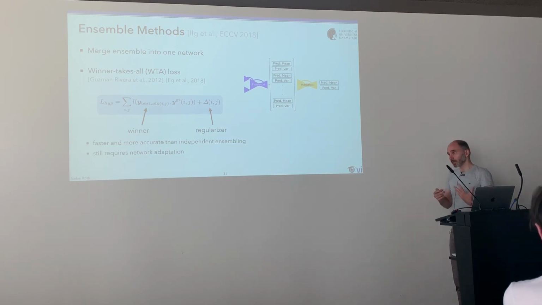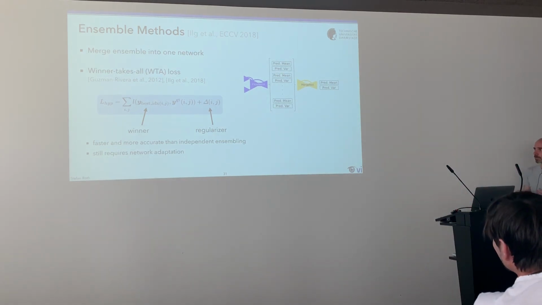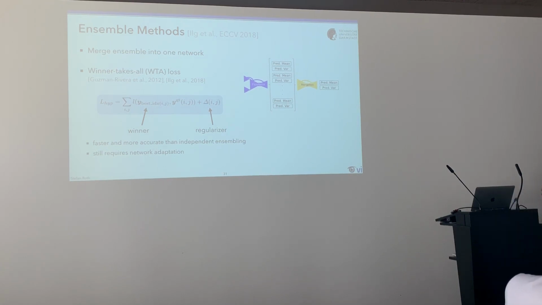On the other hand, there's a downside to it, which is you still need to adapt the network. You can't use the same network that you had before. You need to design a custom architecture to be able to give you this ensemble of predictions and then give you some notion of uncertainty.